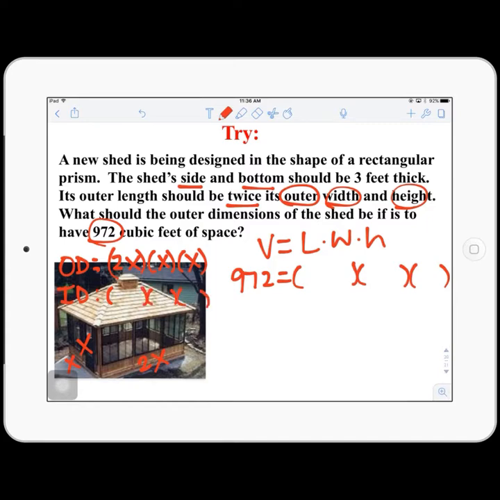Since we know the walls are 3 feet thick, we need to subtract the walls at the end. So the length would be 2x minus 3 and 3, which is 6 total. And the same thing for the width. Width is also 3 and 3 on each end, so that would be x minus 6. Now for the height, we don't include the roof, so we're only going to count the height as x minus 3, since the base is the one that has the thickness. We are not going to deduct anything for the top.